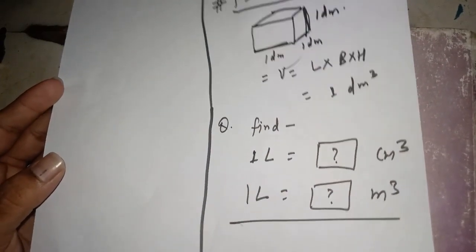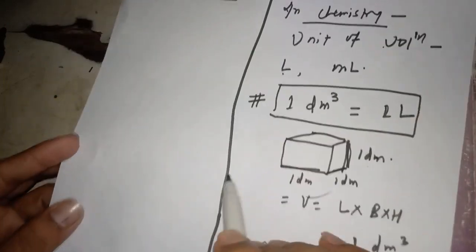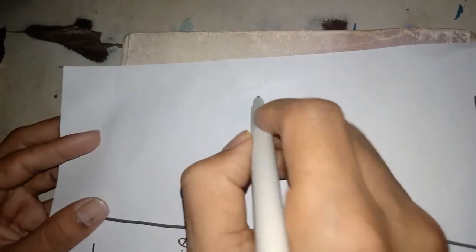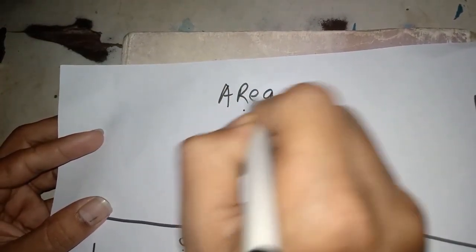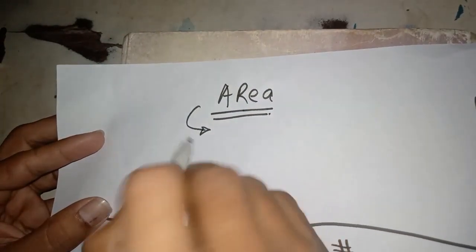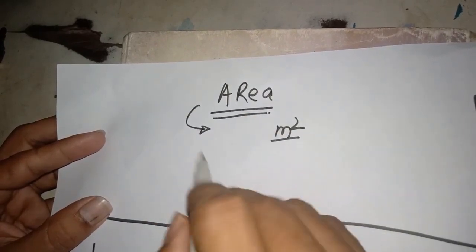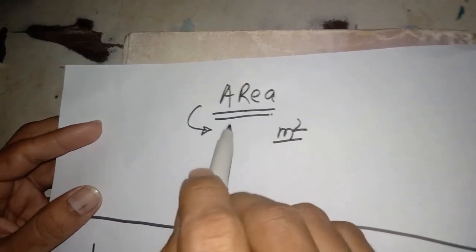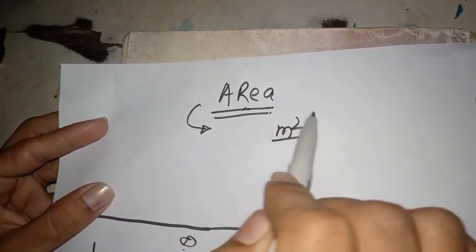Now the next physical quantity is area. You know the SI unit of area is meter square. There are others, such as centimeter square.